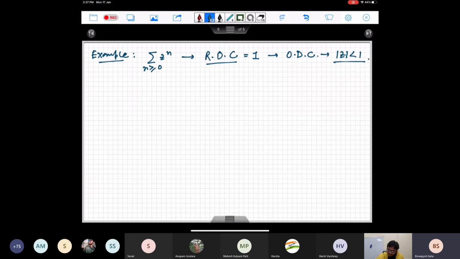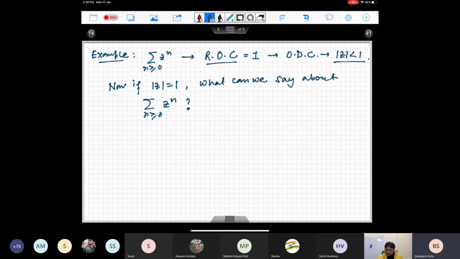Now tell me, if I take any point on the circle of convergence, so mod z is equal to 1, what can we say about the summation of z power n, n bigger than or equal to 0? It will not converge. I don't generally use the word divergent for a series; rather I prefer to say that this series does not converge. Can you give me a quick reason why this does not converge?